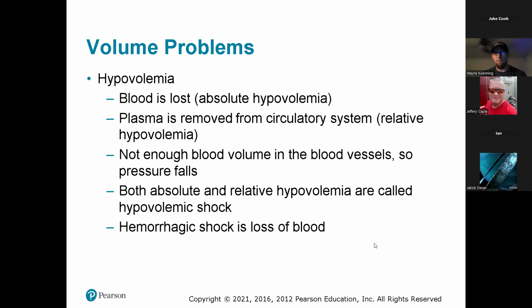Both absolute and relative hypovolemia are called hypovolemic shock. Hemorrhagic shock is a loss of blood. So hypovolemia and hemorrhagic shock are kind of different. You can have a hypovolemic state and still have an appropriate quantity of red blood cells. Hemorrhagic shock is strictly just the loss of whole blood.